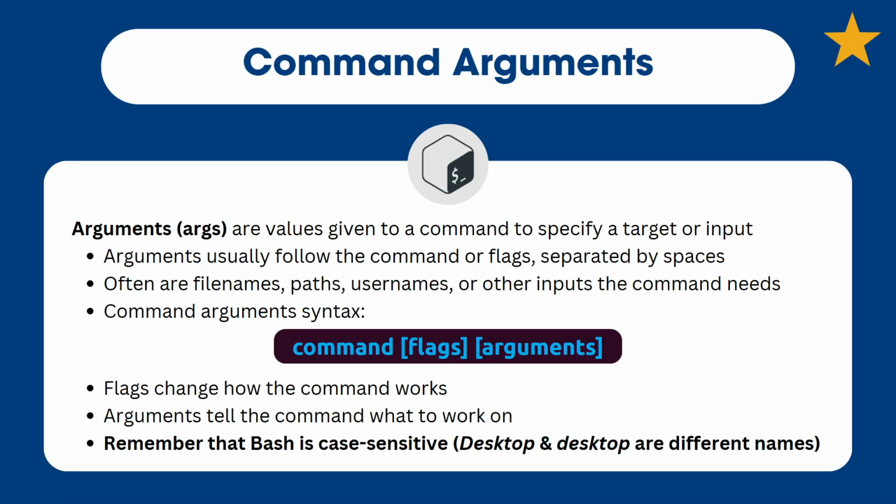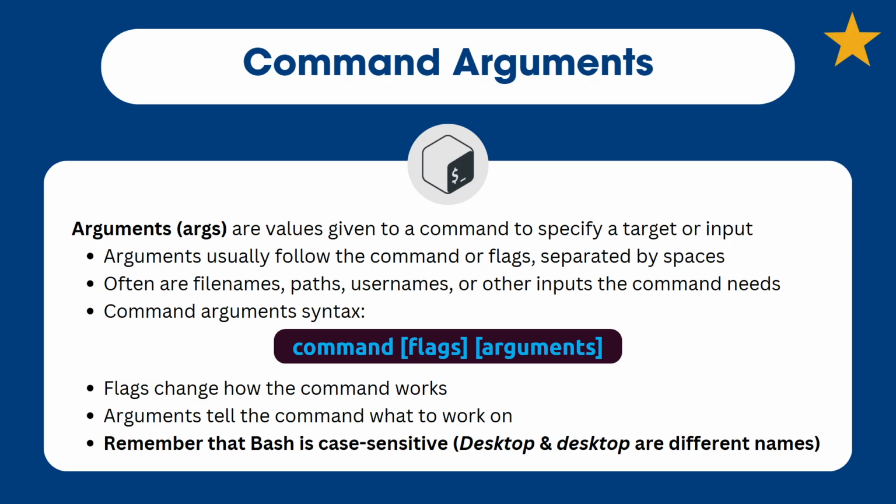So usually these arguments are most commonly going to be file names. So you're going to need some kind of path, right? Maybe it's a username. In the next lesson, we'll do user and group management. Basically, any input that's going to help the command know where it's operating on. So notice it's the command first, then the flags, then the arguments, all of them separated by spaces. So while flags change how the command works, arguments tell the command where to work on, what to work on.